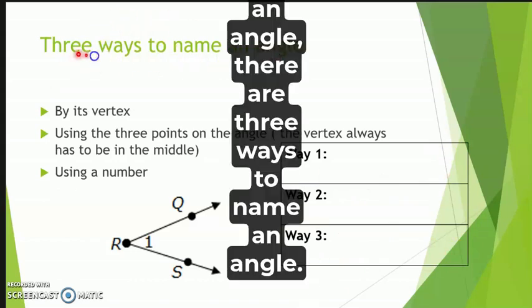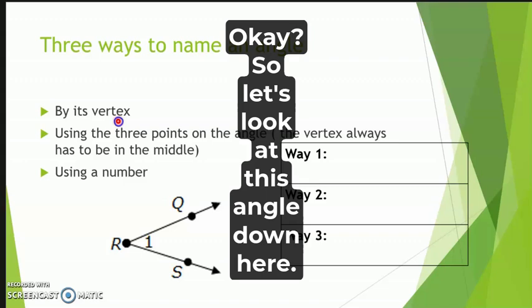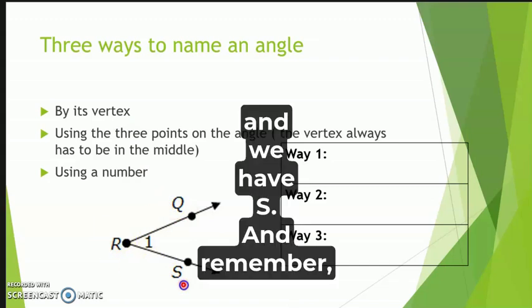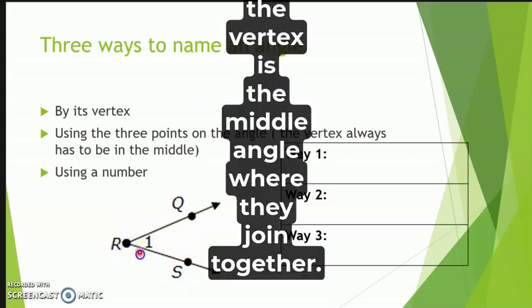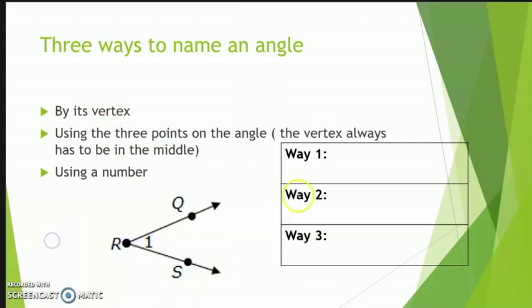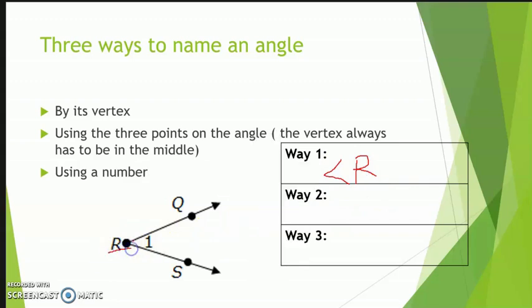So when we have an angle, there are three ways to name an angle. One, we can use its vertex. Okay, so let's look at this angle down here. So we have three letters. We have Q, we have R, and we have S. And remember, the vertex is the middle angle where they join together. So we can name this one angle R because its vertex is R.